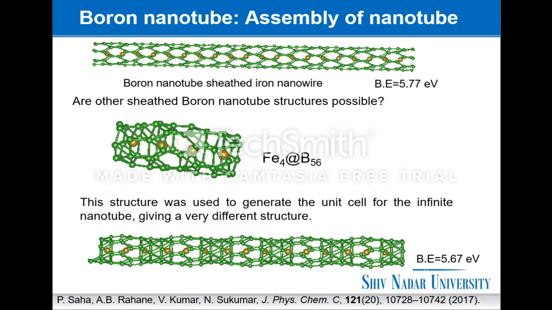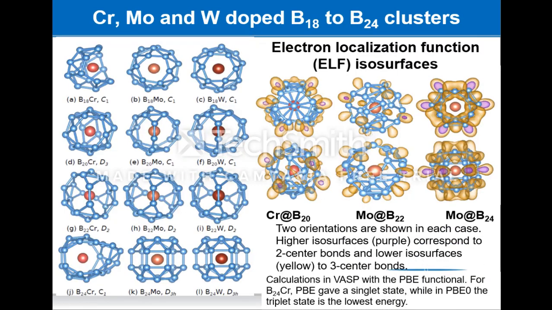We now move on to endohedral chromium, molybdenum, and tungsten-doped B18 to B24 clusters. We see here the electron localization function isosurfaces for chromium in B20, molybdenum in B22, and molybdenum in B24. Two orientations are shown in each case.